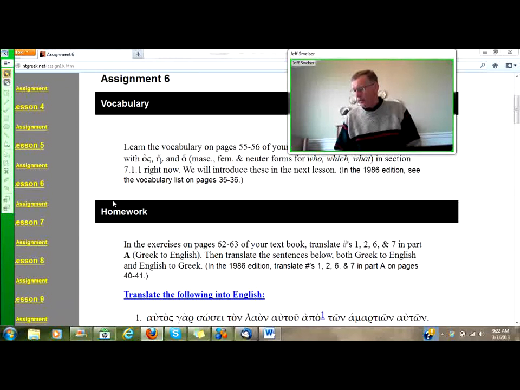Then you have oude. Well, ou, the word for not, and de, the word for and or but, combine to form this word oude, which can mean and not. Often you may see oude used in pairs. So you'll have oude, dot, dot, dot, oude, dot, dot, dot. And in those instances, you can translate neither this nor that.